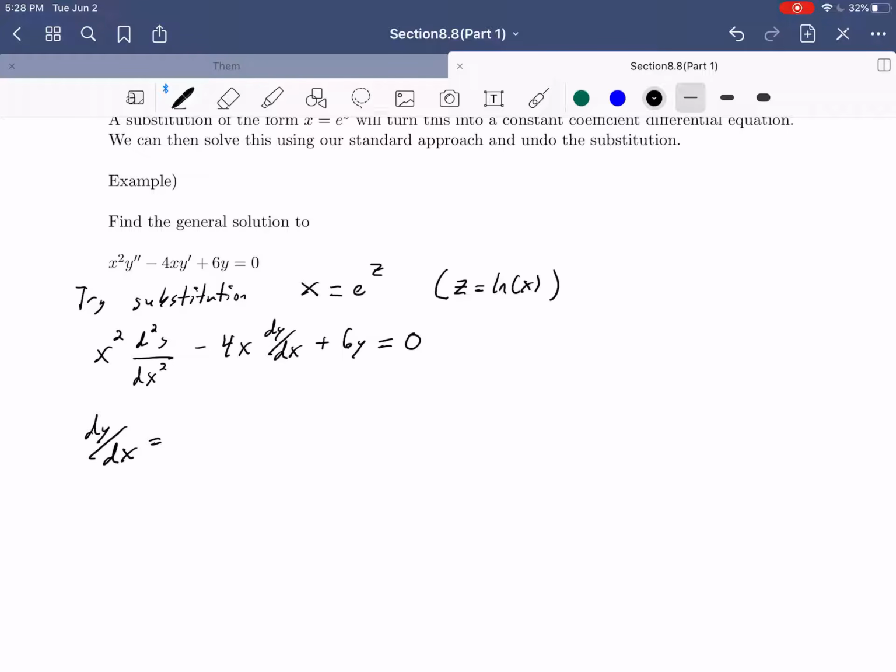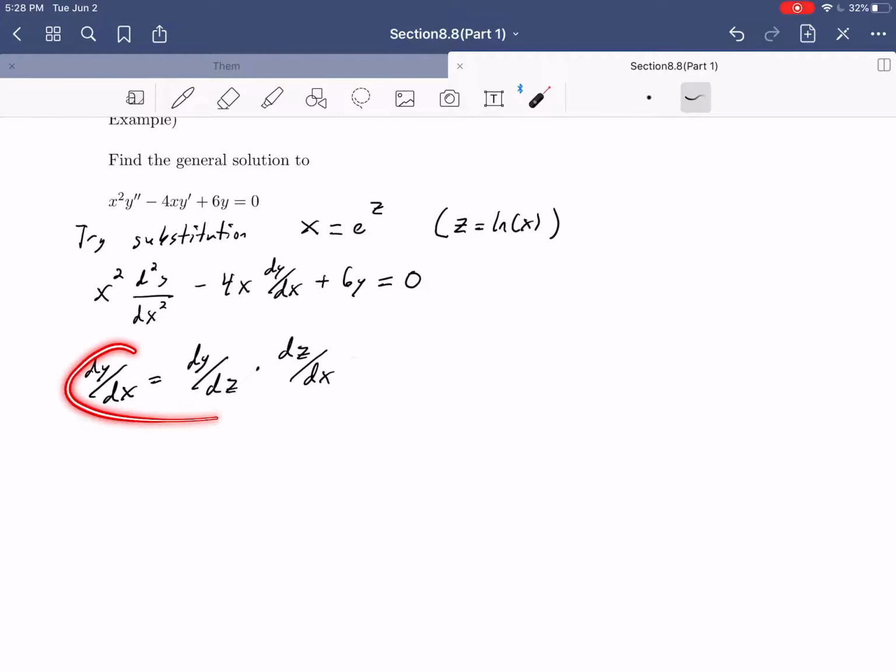Now, a very simple chain rule will tell us that dy/dx can be thought about as dy/dz times dz/dx. That's thinking about y as a function of z, and then z as a function of x. So this right here, that's just chain rule. All right, but let's see if we can say a little bit more about this.